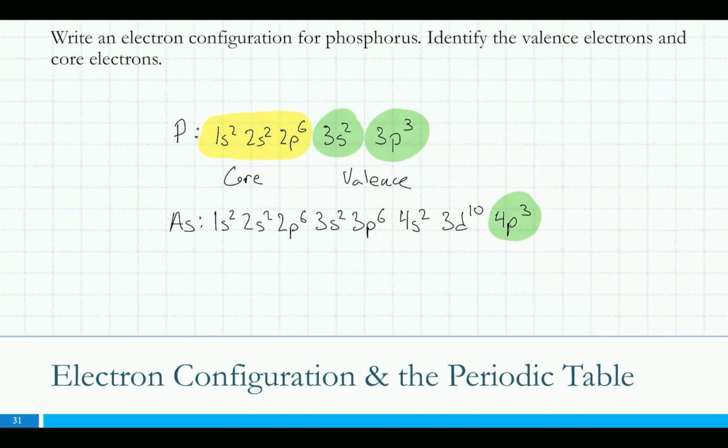What's the highest principal shell? 4. So 4s2. Yeah. And then the core electrons? It'd be everything else, including the 3d10. The valence electrons are whatever's in the highest principal shell. It's a little bit different for arsenic because the 3d10 is filled and I have something in the 4p3. 4p and 4s are the valence electrons.